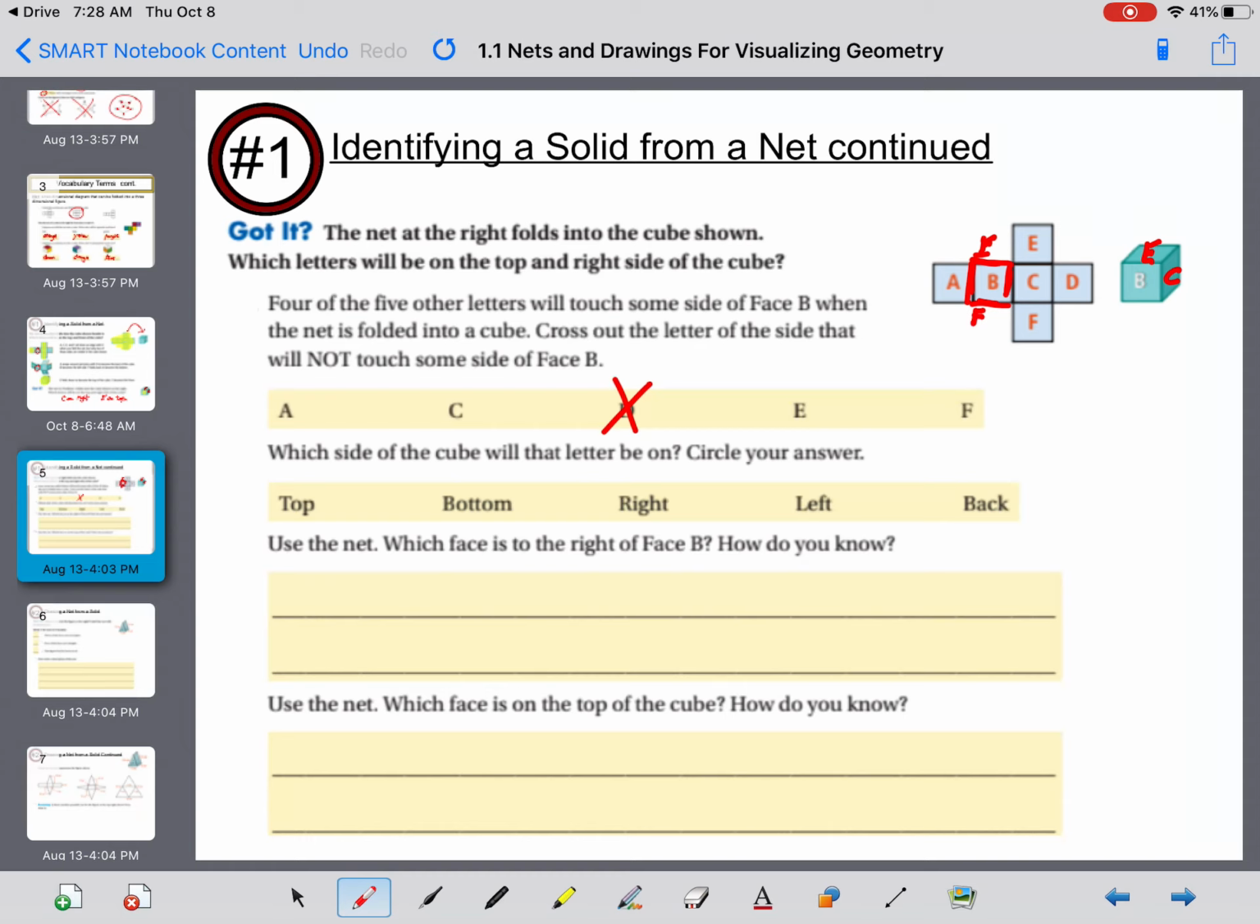Which side of the cube will that letter be on? And if it doesn't touch B, that must mean it's on the back side. Use the net. Which face is to the right of B? And how do we know? Well, we said C is to the right. Which face is on the top of the cube? Again, we already know this one, E.